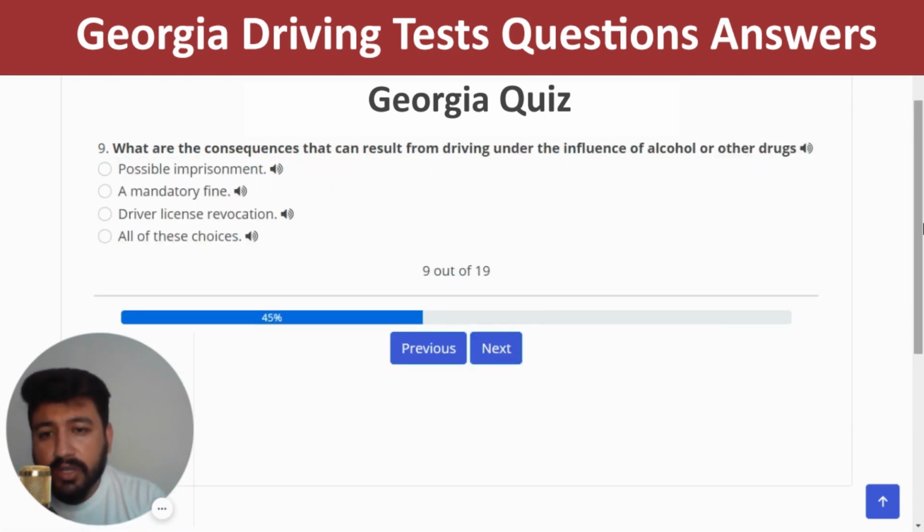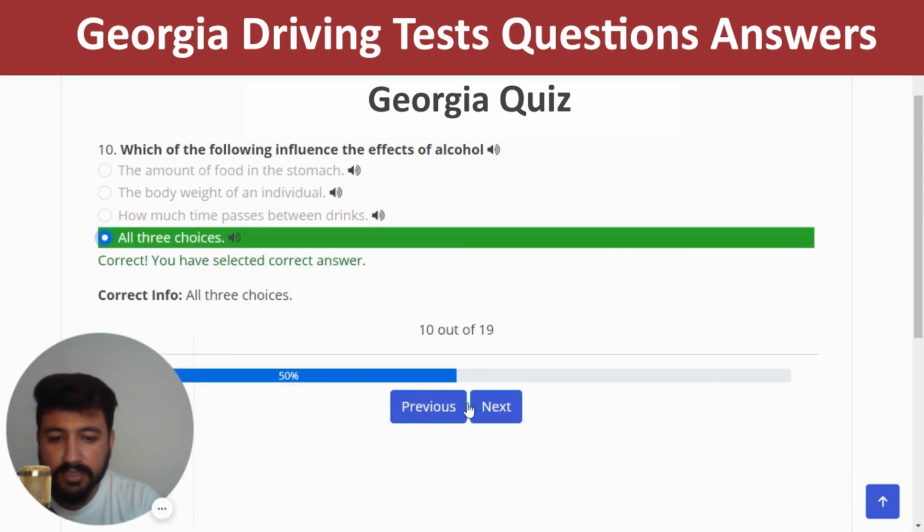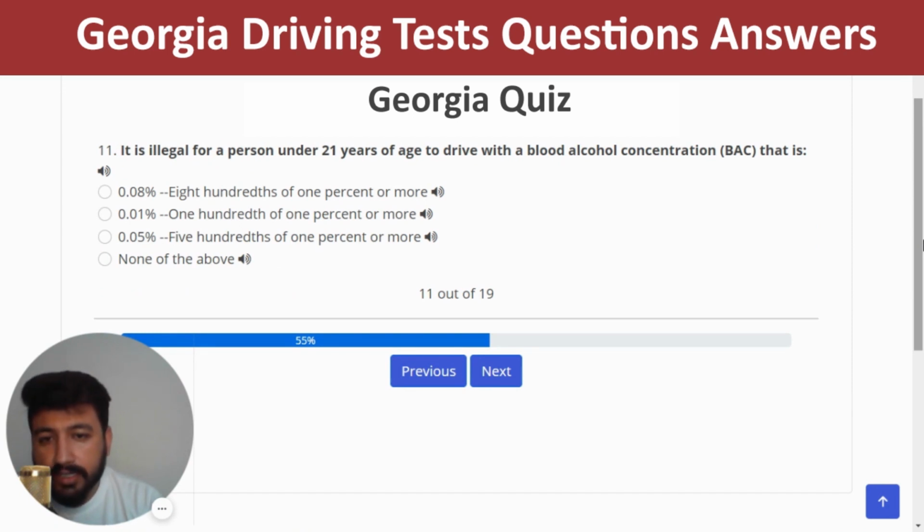Next. What are the consequences that can result from driving under the influence of alcohol or other drugs? So I'm going to select the last one, which is all of these choices. The 10th question of quiz number 1 is, which of the following influence the effects of alcohol? The right answer is all three choices. So I'm going to select the last option, which should be the right one. Next. It is illegal for a person under 21 years of age to drive with a blood alcohol concentration BAC. That is, the right answer is 0.01%, 1/100th of 1% or more. So looking like the second option is the right one.